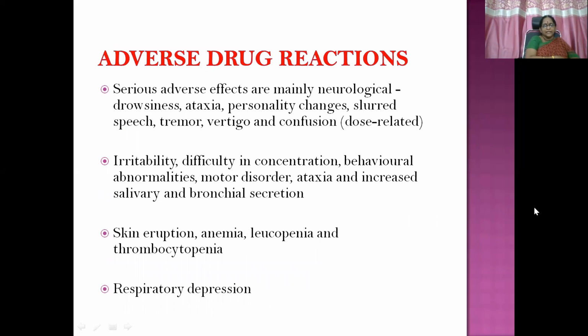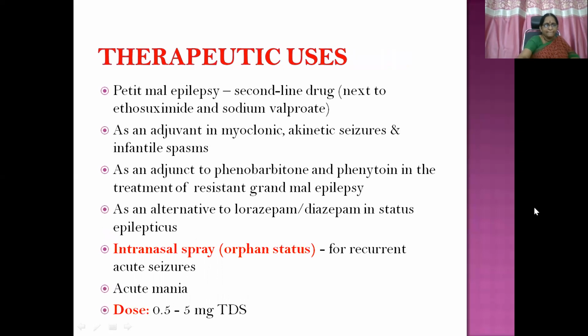Serious ADRs are neurological: drowsiness, ataxia, personality changes, slurred speech. All these are dose related. Apart from that, irritability, difficulty in concentration, and behavioral abnormalities can be seen. Skin eruption, blood dyscrasias, and respiratory depression.